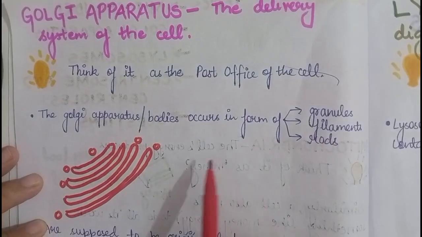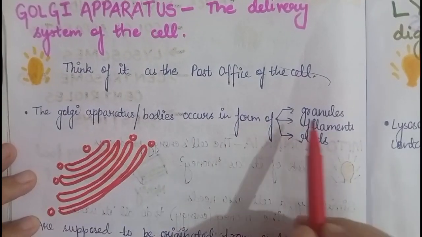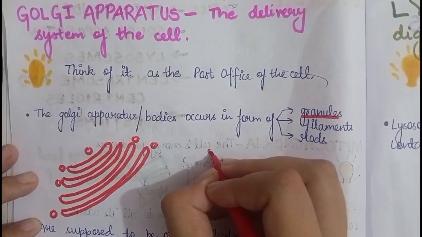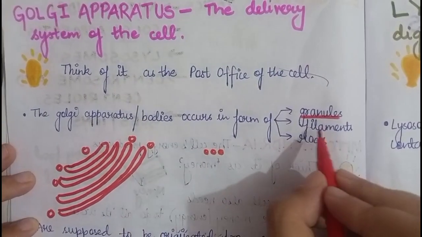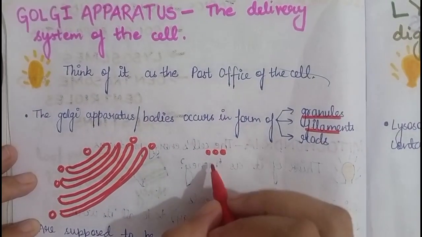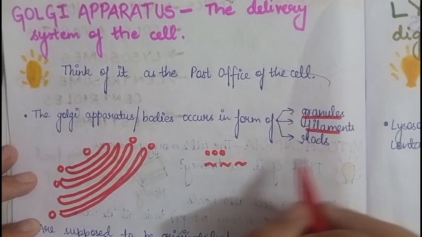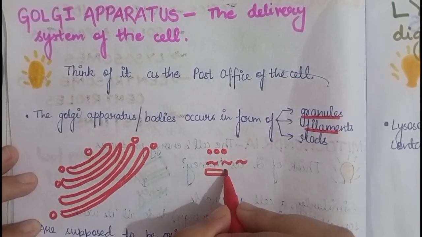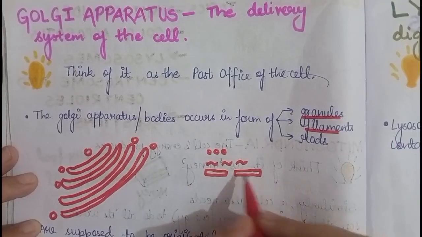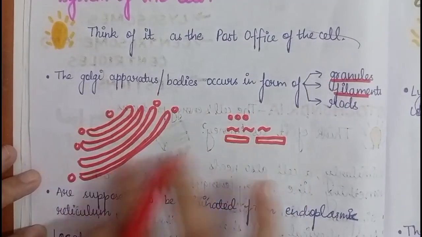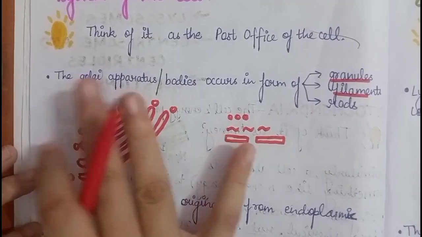Okay, so it says that it occurs in the form of granules. These Golgi bodies may be in the form of granules or filaments. Filaments means thread-like, or they may be rod shaped. These are the different forms of Golgi bodies, and this is how it looks under a microscope.